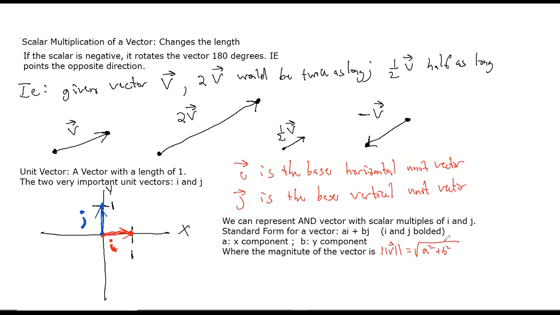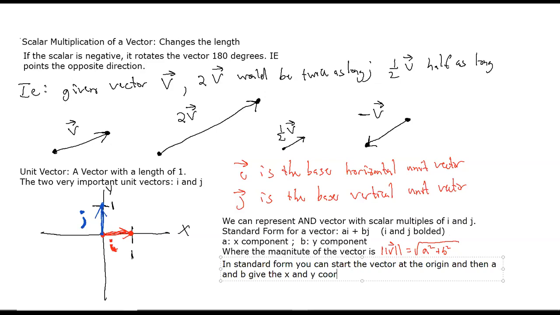So seeing a vector in standard form is awesome, because if you start the initial point at the origin, it tells you exactly what coordinate the terminal point would be at. And like I said, we really like to write our vector starting at the origin for that convenience. So I'm going to type up what I just said. In standard form, you can start the vector at the origin, and then a and b give the x and y coordinates of the terminal point.